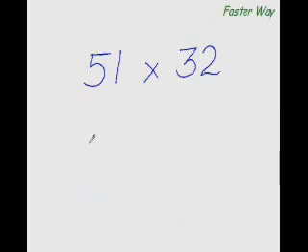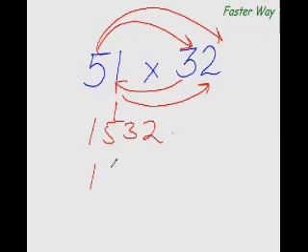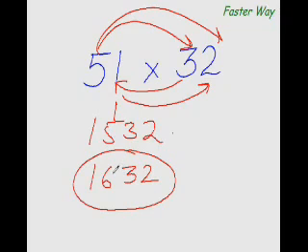Alright. So now let me show you the faster way of multiplying any two-digit number with any other two-digit number. So watch me. This is what my answer is, 1632. So have you understood how I have done this? Okay, let me explain it to you in more detail.